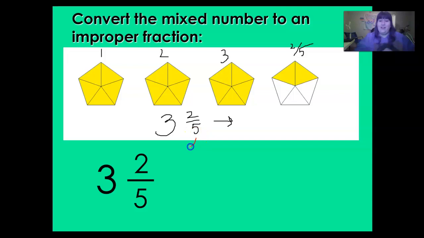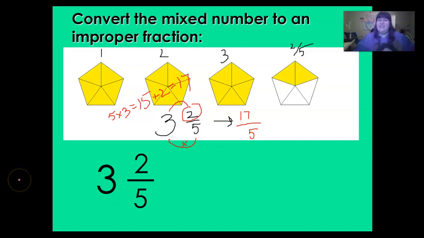Multiply, then add. 5 times 3 equals 15. But don't forget to add your numerator, because those are your extra pieces. 15 plus 2 equals 17. There's how many pieces you have total. 17. But what's my denominator? It stays 5.